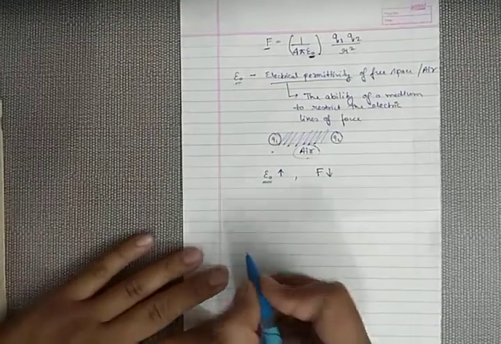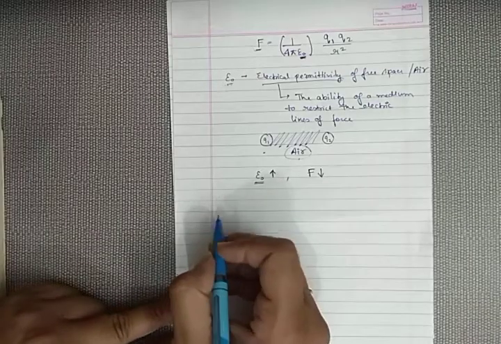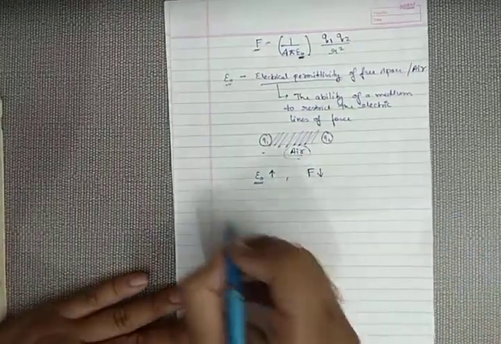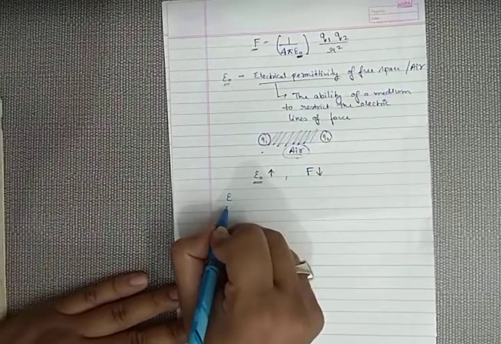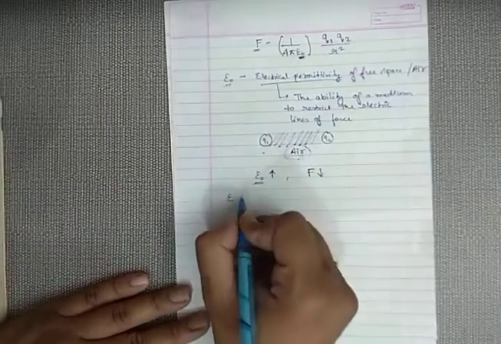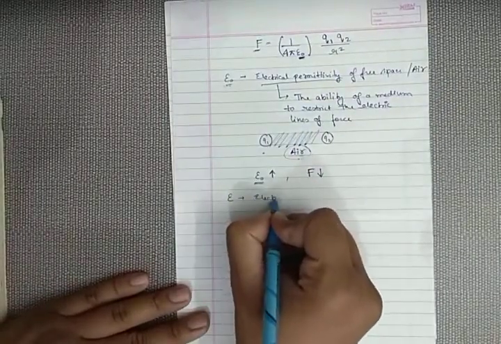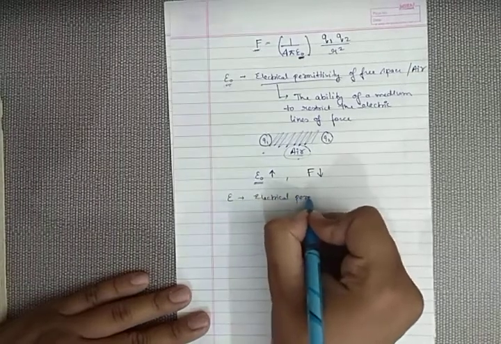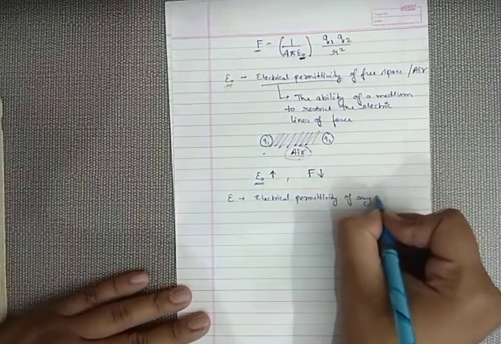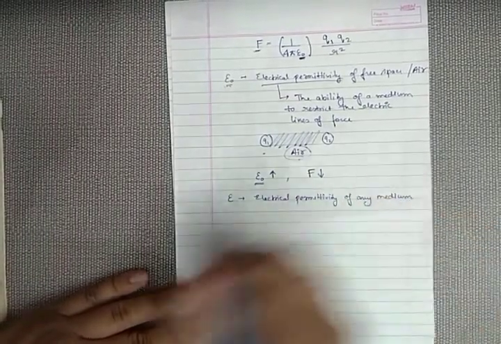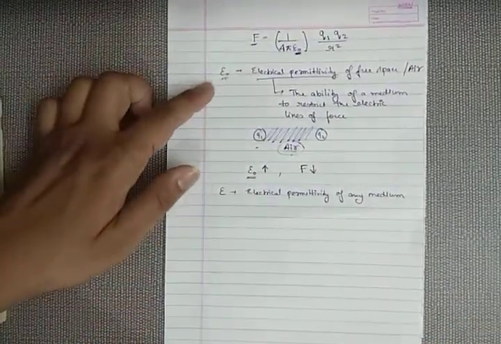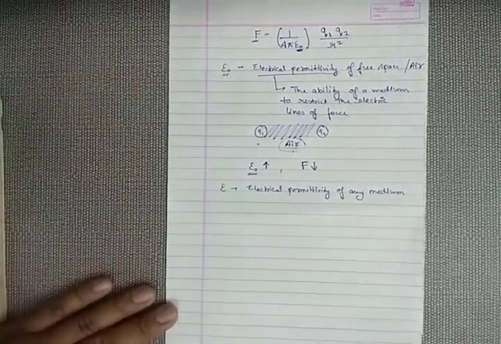So suppose the medium is changed, and instead of air we use any other medium. In that case we use the term epsilon only. Epsilon naught is used for free space or air, and epsilon is used as the electrical permittivity of any medium. Any medium is given, then we use the word epsilon. So now study the relation between these two, permittivity of free space and permittivity of medium.